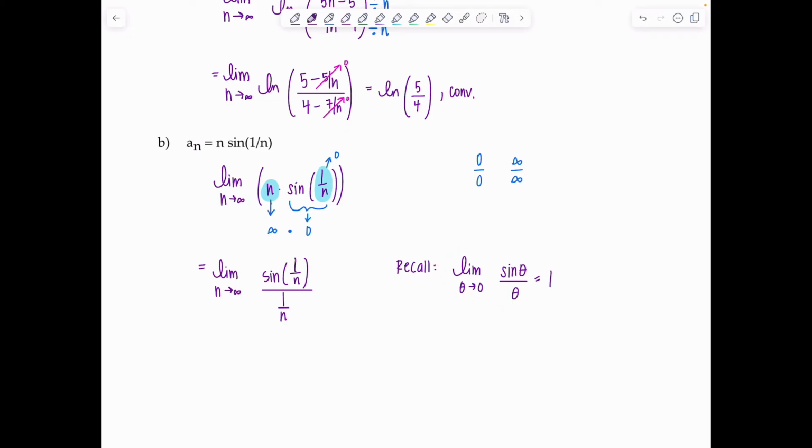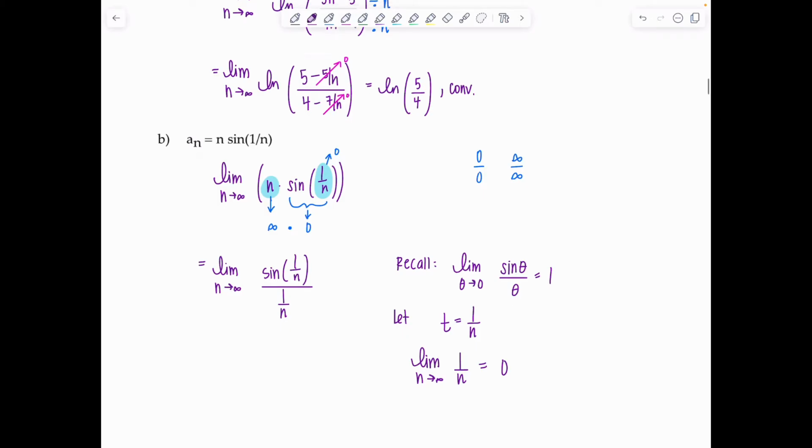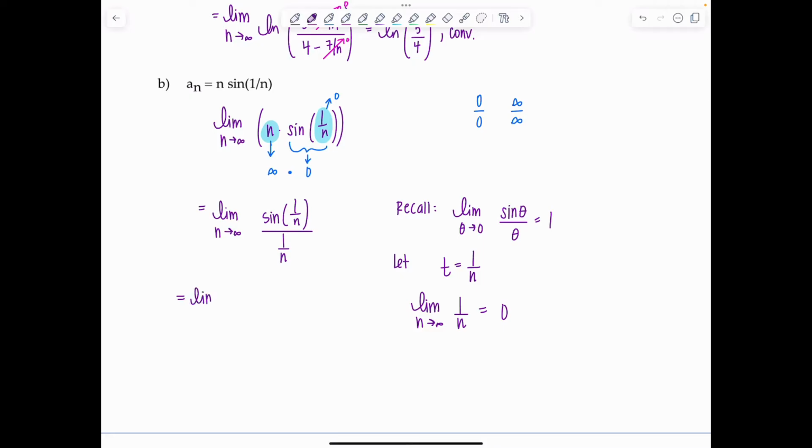If you want to rewrite things really crystal clear, you could say, let's let t equal 1 over n. Then, as n approaches infinity, 1 over n approaches 0, which is where t is going to go, okay? So then I could rewrite this as the limit as t approaches 0 of sine of t over t, which equals 1. And what do I care about this limit? That it's a finite number. So then I could say this means a sub n, which is n times sine of 1 over n, converges. And that's it.